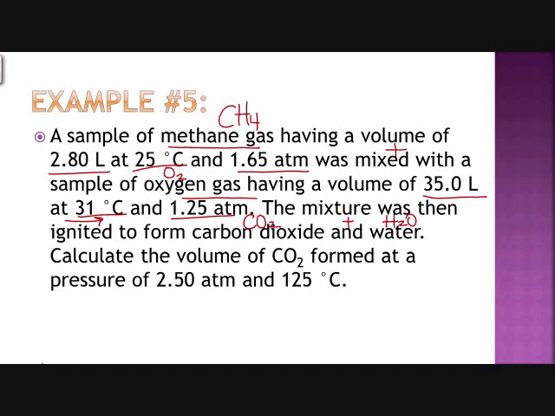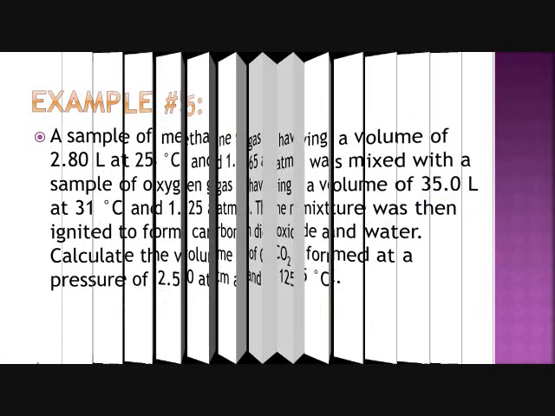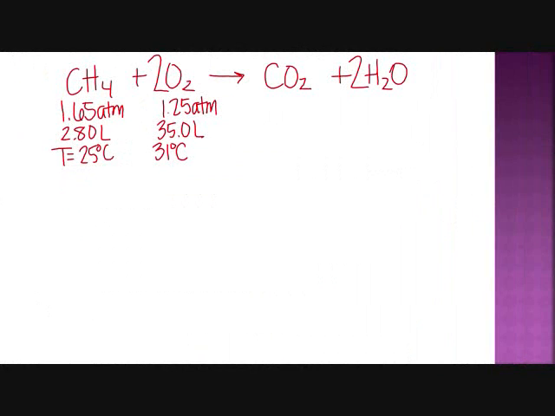We also know the pressure and the temperature of the CO2. So under the CO2, I know that the pressure is 2.5 atmospheres, and the temperature was 125 degrees Celsius. I didn't write down the Celsius, I just converted it automatically on mine. Okay, and what's the question asking for? The volume of the CO2. So at the very end of the problem, we want to know the volume of the CO2.